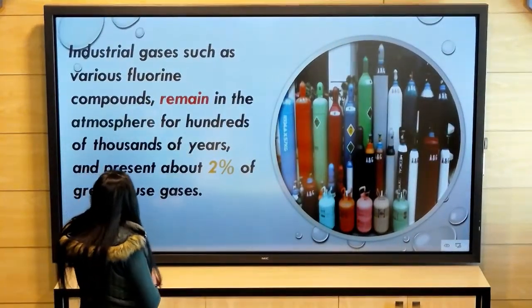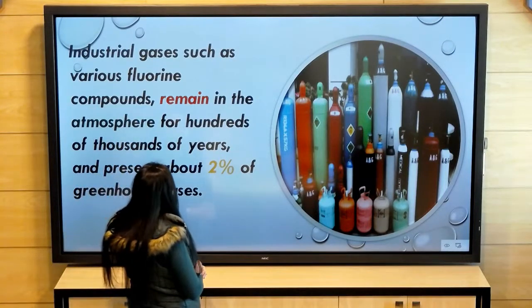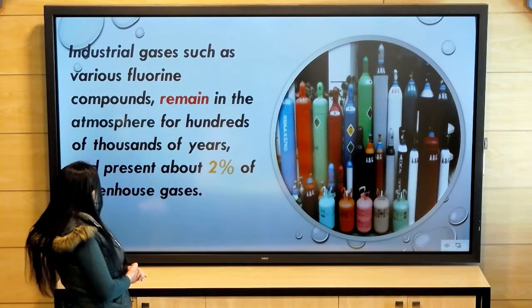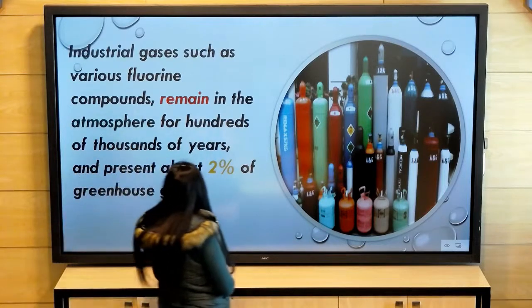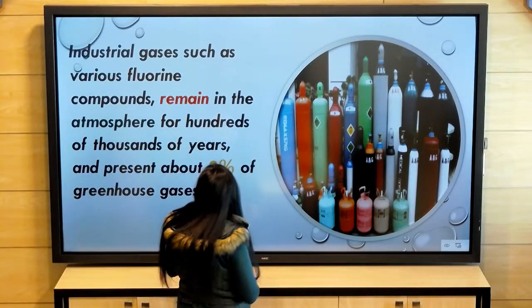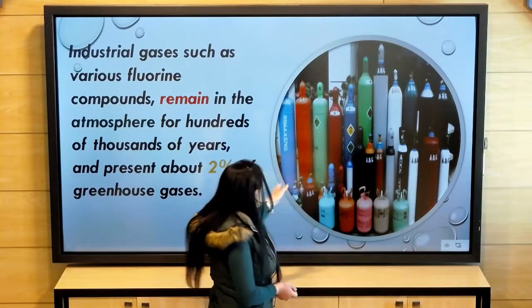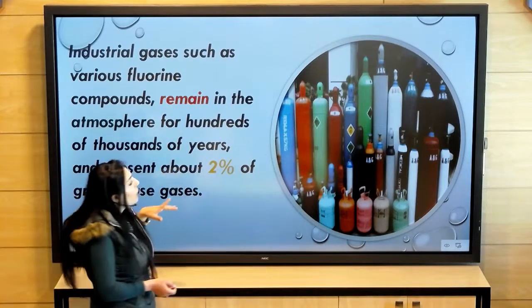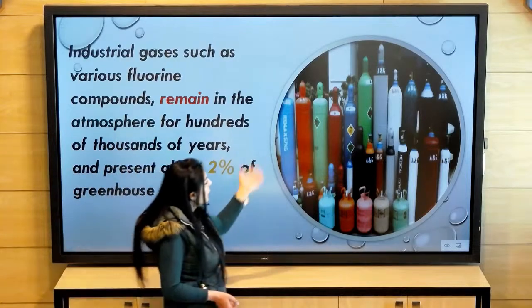Industrial gases, such as various fluorine compounds, remain in the atmosphere for hundreds of thousands of years and present about 2% of greenhouse gases. Here we are talking about industrial gases like fluorine compounds. These are industrial, and they remain in the atmosphere for too long. We are talking about hundreds of thousands of years.